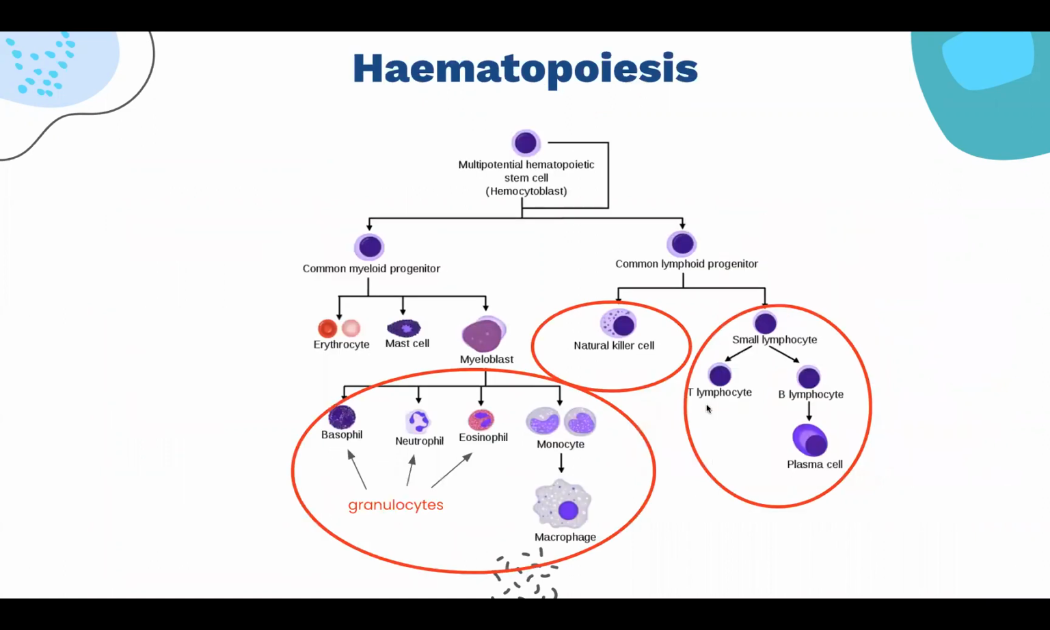All right, can anyone tell me what hematopoiesis means? Production of the blood cell. Yeah, so it means the formation of blood components, and it occurs in the spleen, liver, and bone marrow. The creation of differentiated white blood cells begins with a multipotent hematopoietic stem cell.